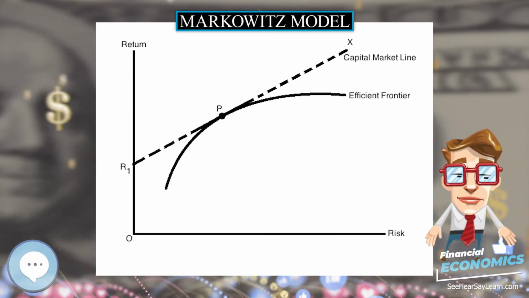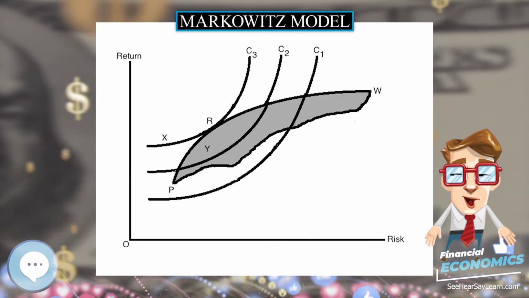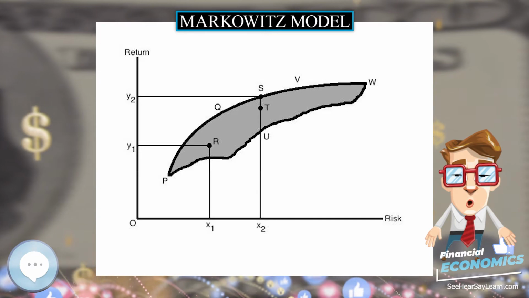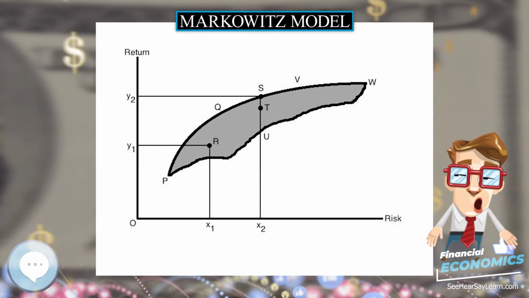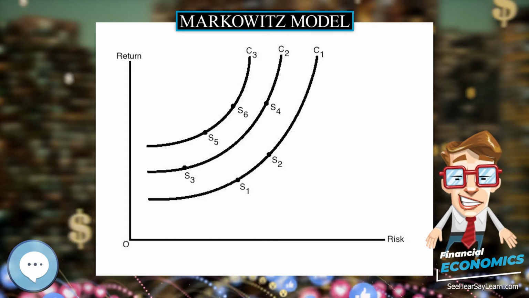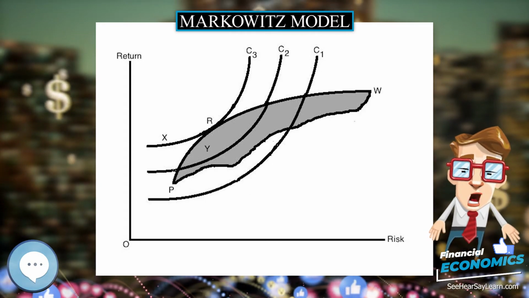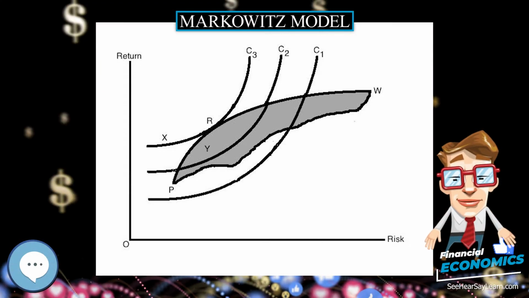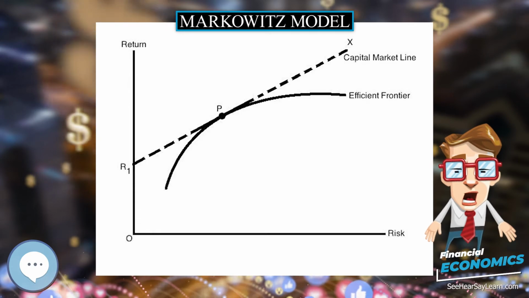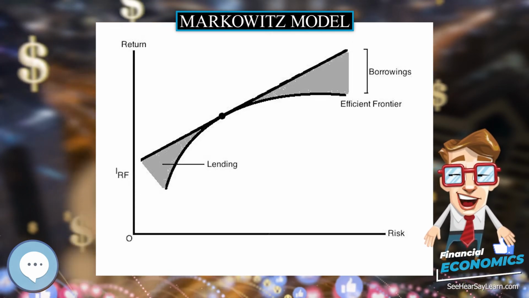The CML is an upward-sloping line, which means that the investor will take higher risk if the return of the portfolio is also higher. The portfolio P is the most efficient portfolio, as it lies on both the CML and the efficient frontier, and every investor would prefer to attain this portfolio, P. The P portfolio is known as the market portfolio and is also the most diversified portfolio. It consists of all shares and other securities in the capital market.